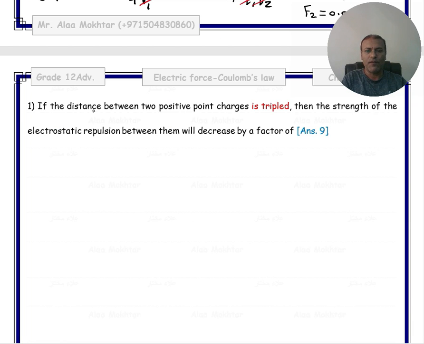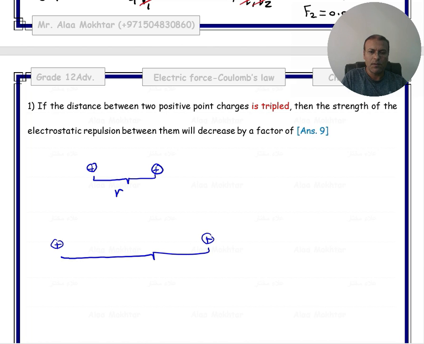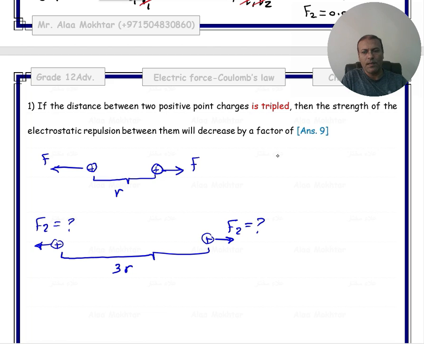Next question: if the distance between two positive point charges is tripled. The distance in case number 1 is r, and this distance is tripled. It becomes 3r. There is a force F. When the distance increases, what will happen to the force? It will decrease. Okay, decreases to what? F2 equals what? I don't know. We write this force number 1 in case number 1.